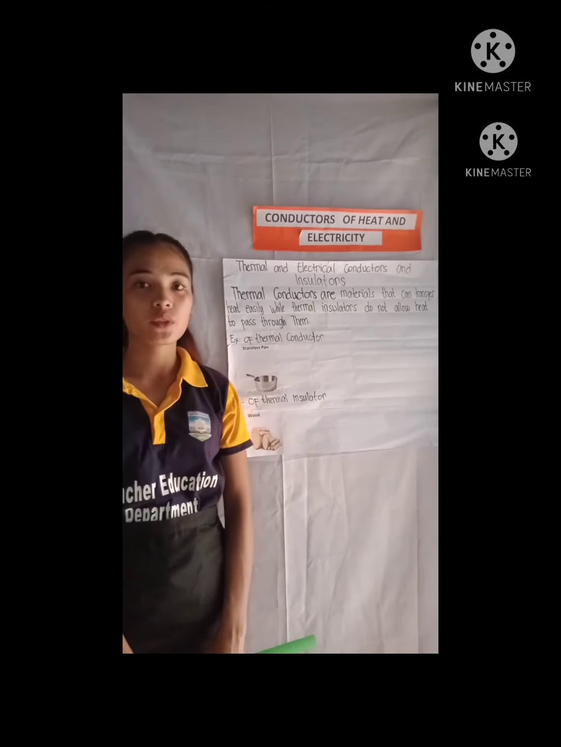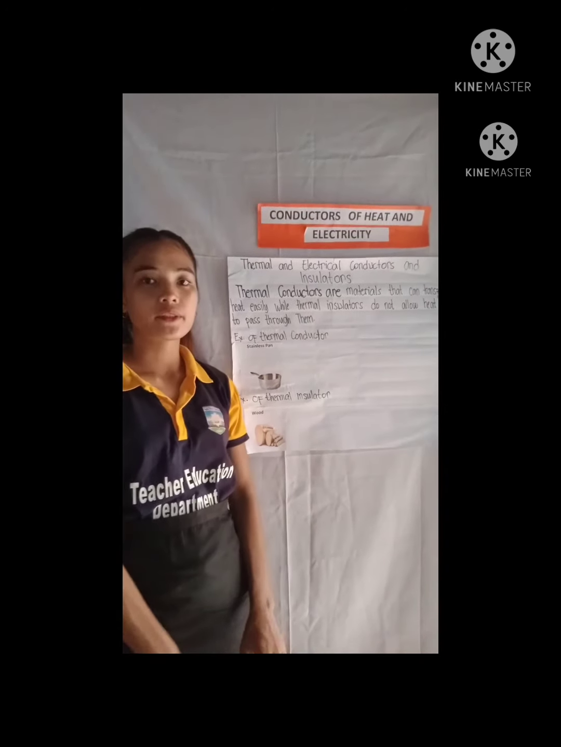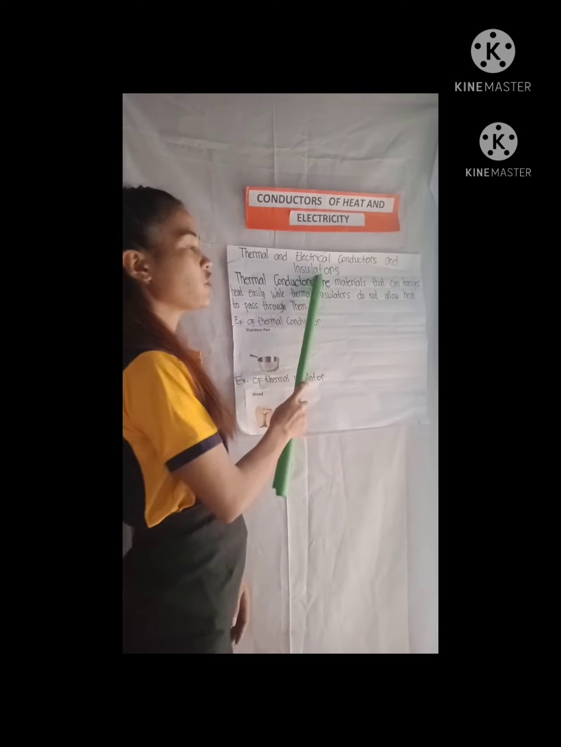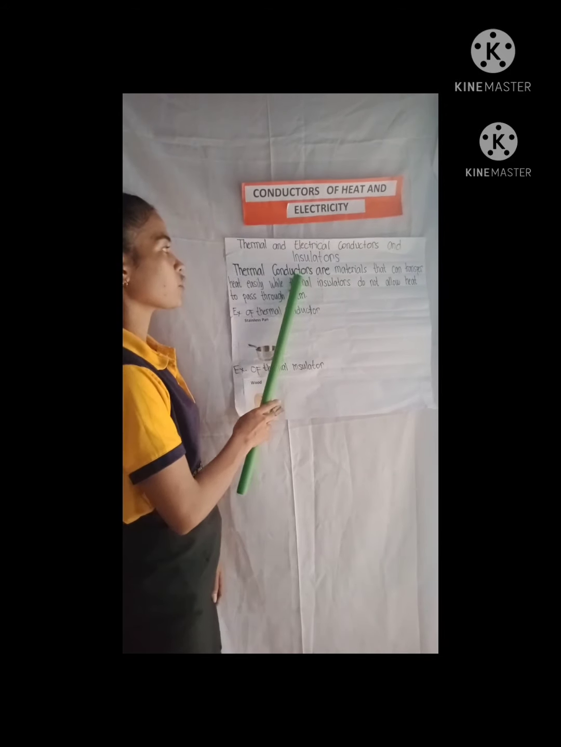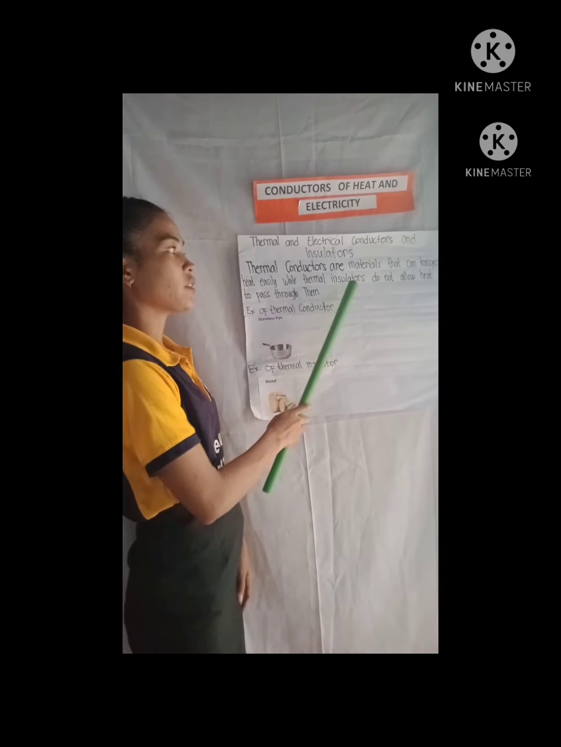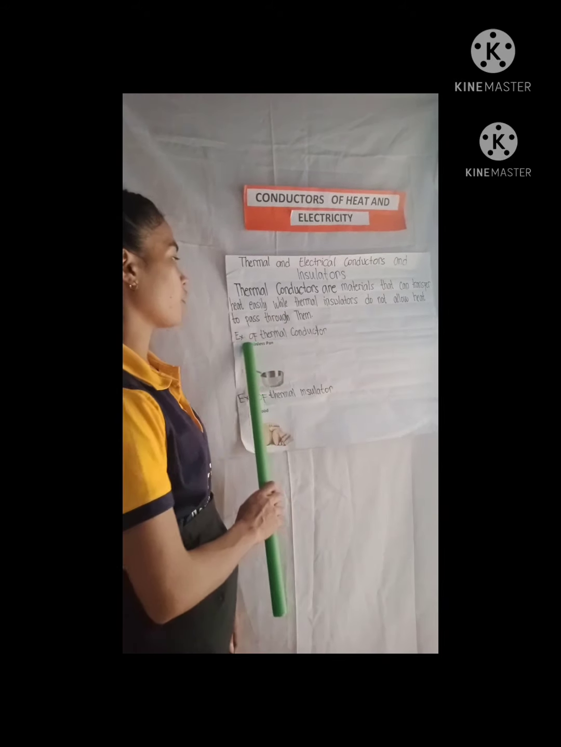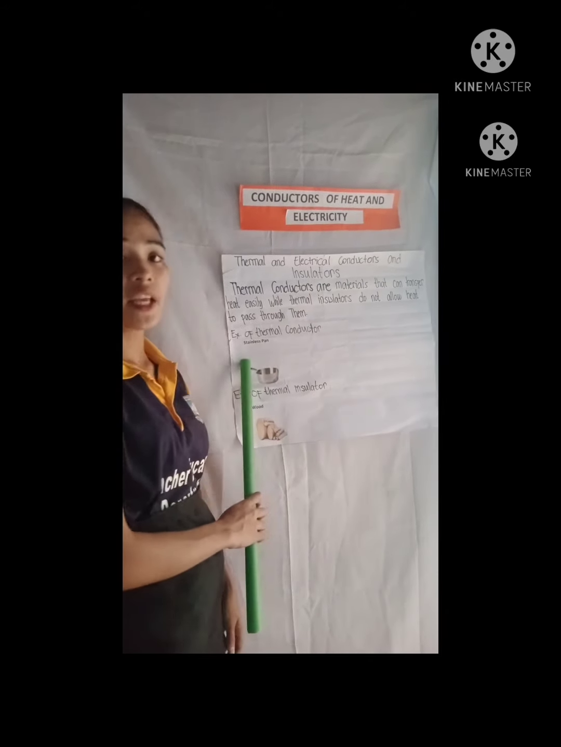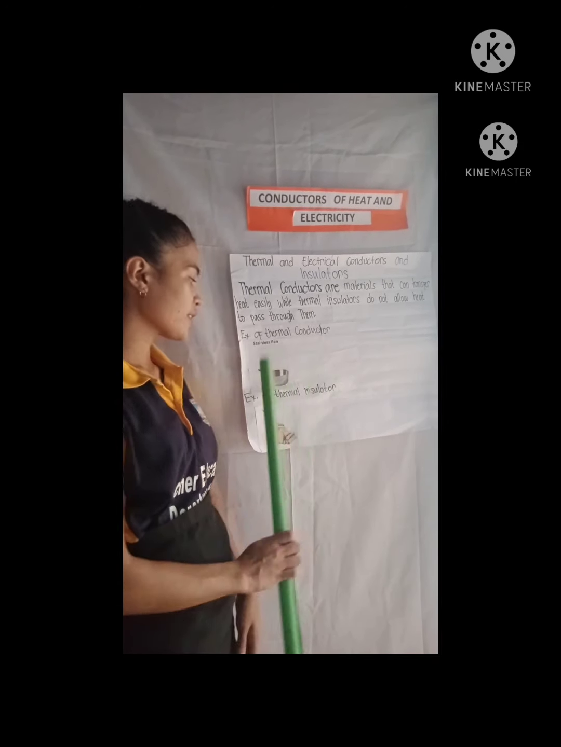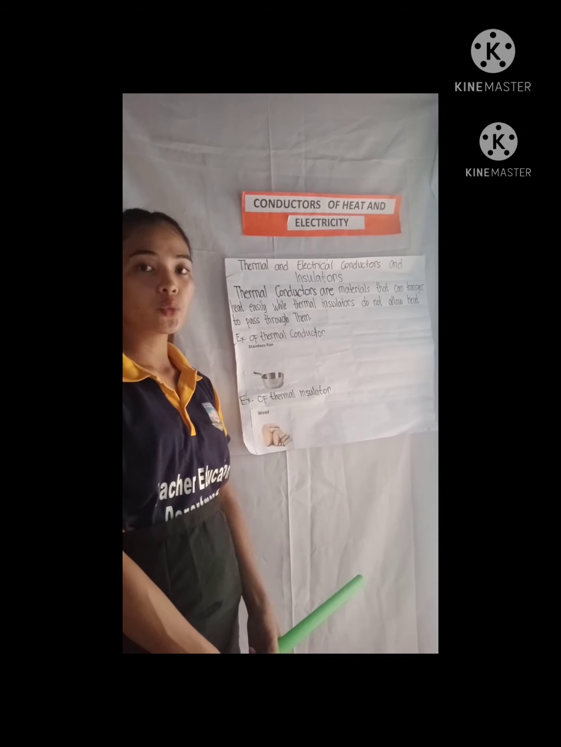So, children, are you ready to listen? Sit up straight and face the board. We have thermal and electrical conductors and insulators. Thermal conductors are materials that can transfer heat easily, while thermal insulators do not allow heat to pass through them. An example of a thermal conductor is a stainless pan. This kind of object can transfer heat easily. An example of a thermal insulator is wood. Wood does not allow heat to pass through it.